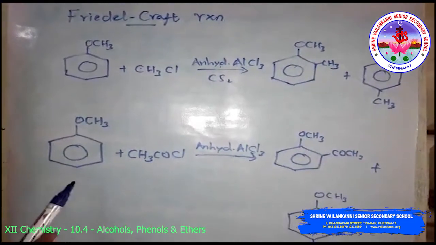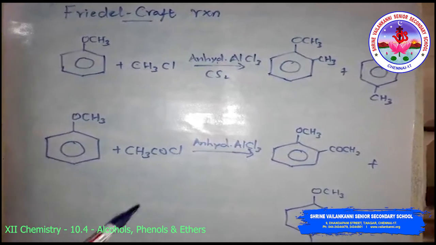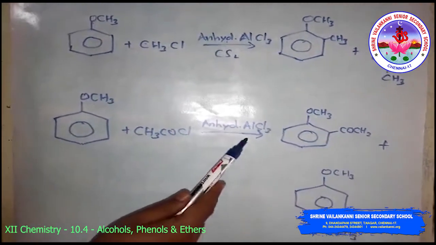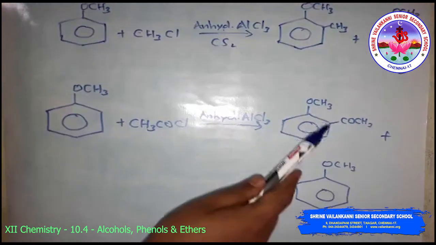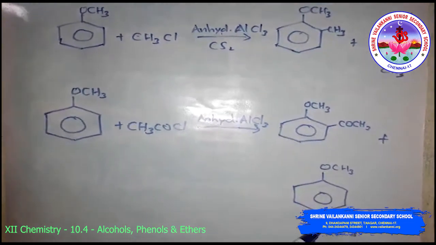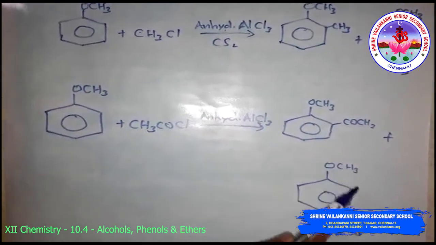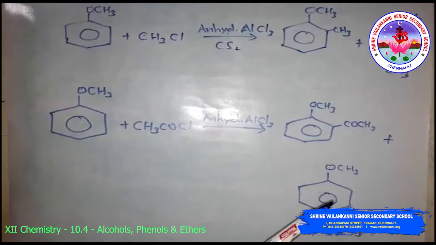Look at this, acetyl chloride or ethanoyl chloride. Anisole reacts with acetyl chloride in the presence of anhydrous aluminum chloride to form 2-methoxyacetophenone and 4-methoxyacetophenone. The 4-methoxyacetophenone is the major product. This is the Friedel-Crafts reaction.